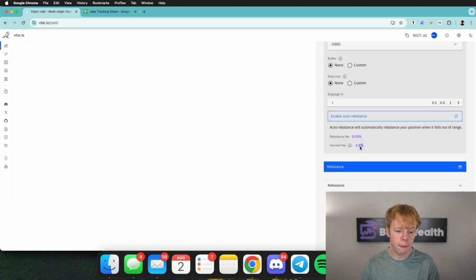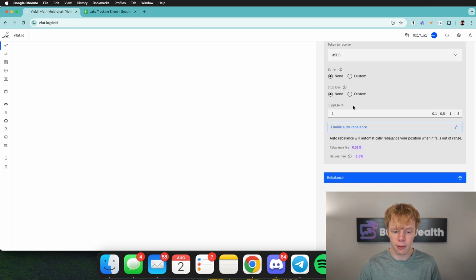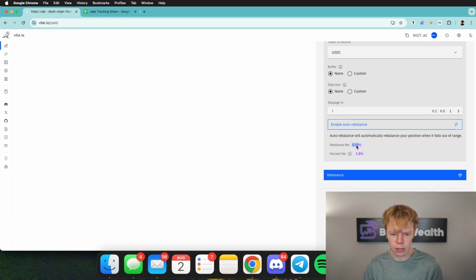It's important to mention that VFAT does charge fees. They charge a 1.8% harvest fee because it's automatically harvesting and swapping. They also charge a 0.03% rebalance fee on the overall position value. And I do believe that this fee used to be lower, so do keep in mind that these fees are subject to change. Just make sure that you pay attention to them.